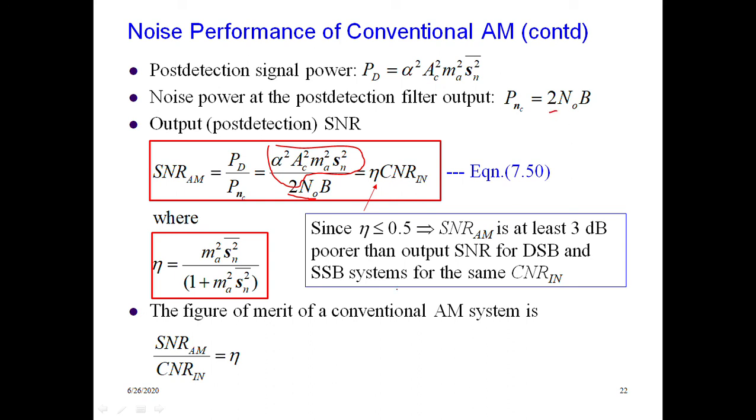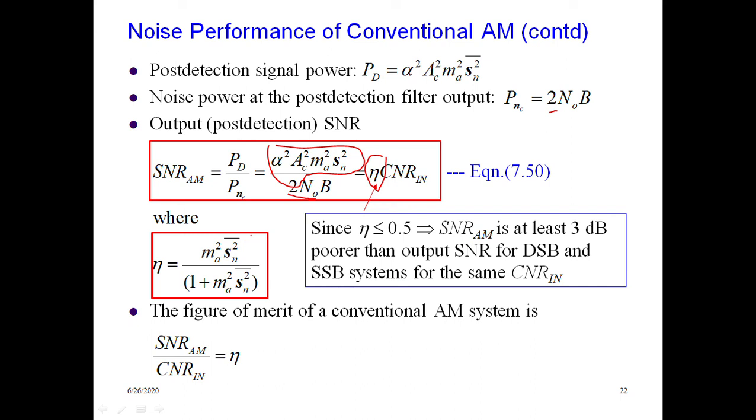So now, just now we have seen the CNR and SNR, and the only difference is the mu. Mu is the attenuation, the ratio of the CNR and the SNR. So that makes the difference between pre-detection and post-detection in conventional AM.